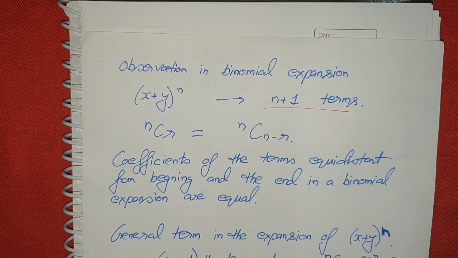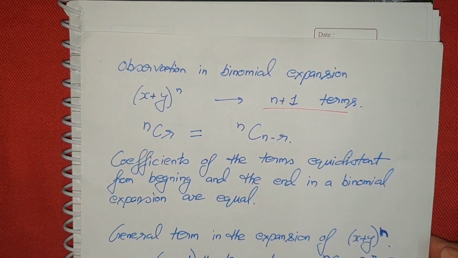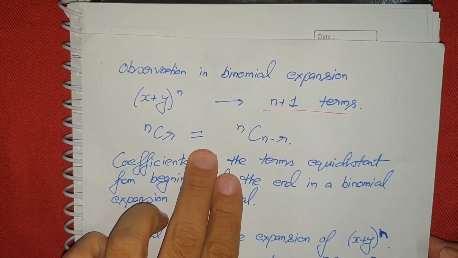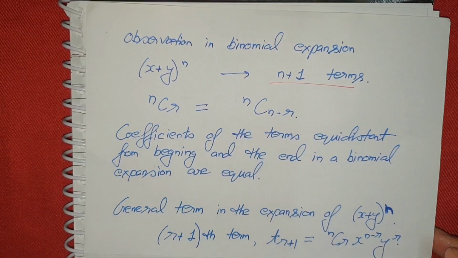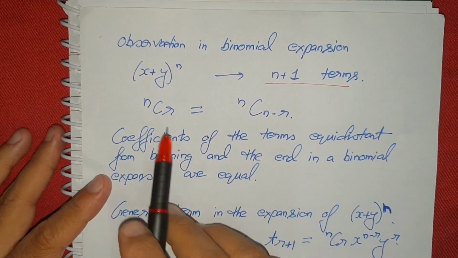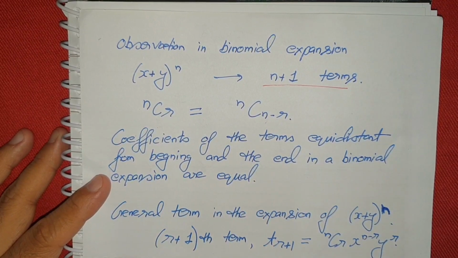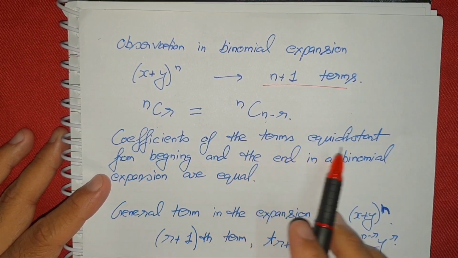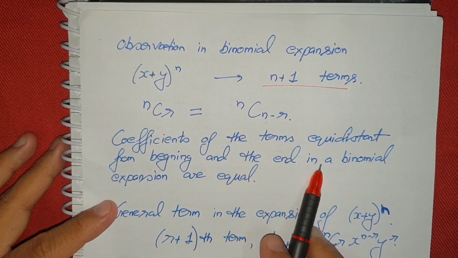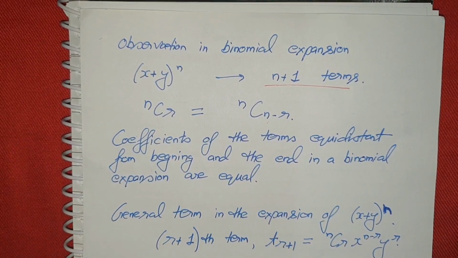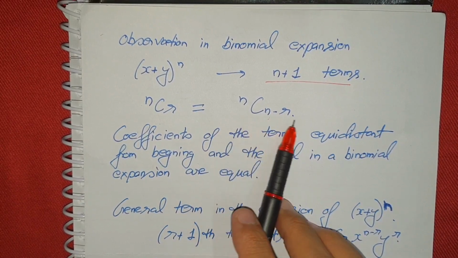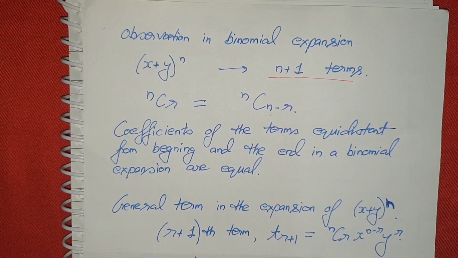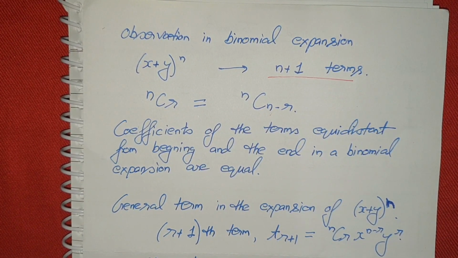Also, like in combination, nCr, as we have discussed just now, can be written as nC(n-r). This means the coefficients of the terms equidistant from the beginning and the end in a binomial expansion are equal. So, nCr is equal to nC(n-r). If you see the coefficients of terms equidistant from the beginning and the end, they will be equal.